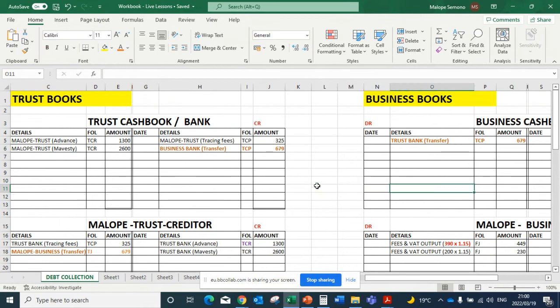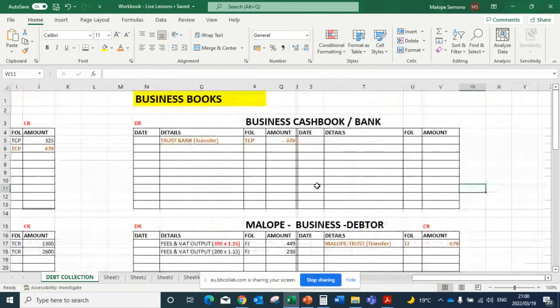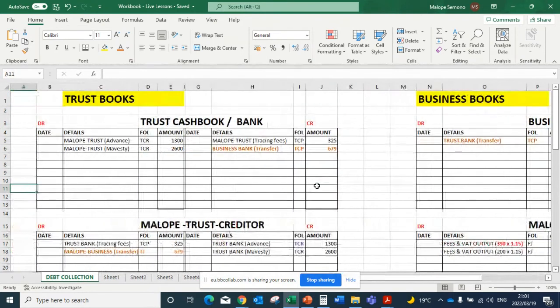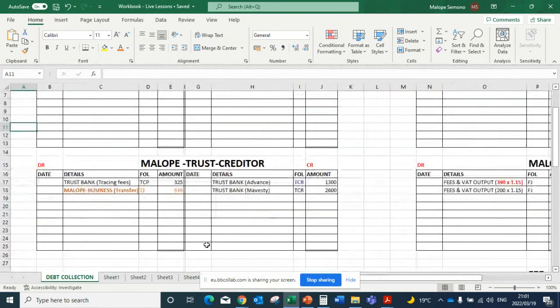Okay, so as long as it makes sense, guys, make sure that you follow. That is what does the transfer. You see now. So after doing the whole transfer, we need to go back and check here in this book. Can you see in this Malope Trust, we need to balance and check if there's anything left so that we can account to our client. So we need to check.